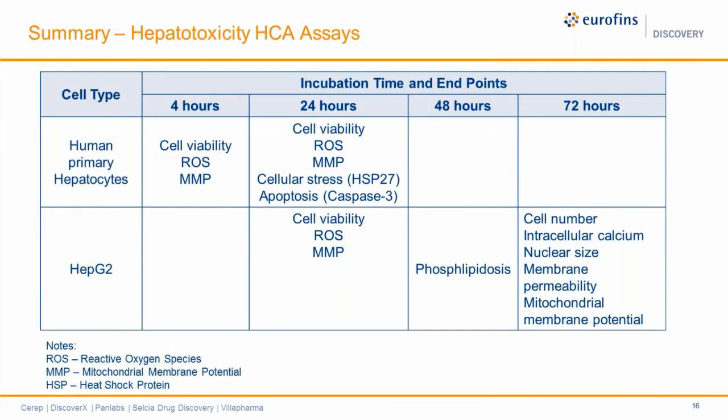The high-content analysis imaging assays that we offer are summarized in this slide. And those assays can be run in either hepatoma cells or human primary hepatocytes at any time point from 4 hours to 72 hours. It can measure multiple cellular parameters such as cell number, ROS, mitochondrial membrane potential, intracellular free calcium, nuclear size, membrane permeability, and heat shock protein 27 representing cellular stress. Those assays can be customized to meet your specific needs.